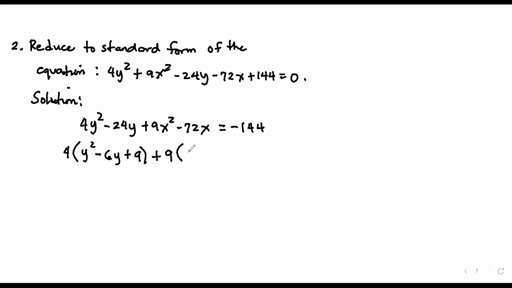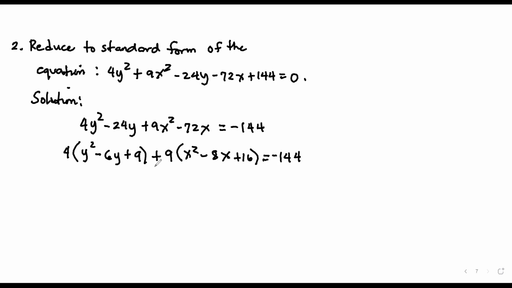So, pina-factor out natin. 9 multiplied by x squared, that is 9x squared, minus 8x, because 9 multiplied by negative 8x is negative 72x. Get the third term using completing the squares again. Negative 8 divided by 2 is negative 4, squared it, 16. Equals negative 144.